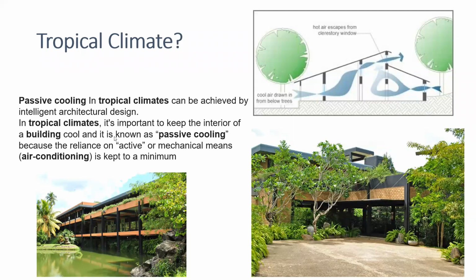In tropical climates, it's important to keep the interior of a building cool, and it is known as passive cooling. That is what we call passive cooling, because the reliance on active or mechanical means is kept to a minimum level. Active cooling is through air conditioning and other aspects. Passive cooling is maintaining the interior of a building cool using natural sources.